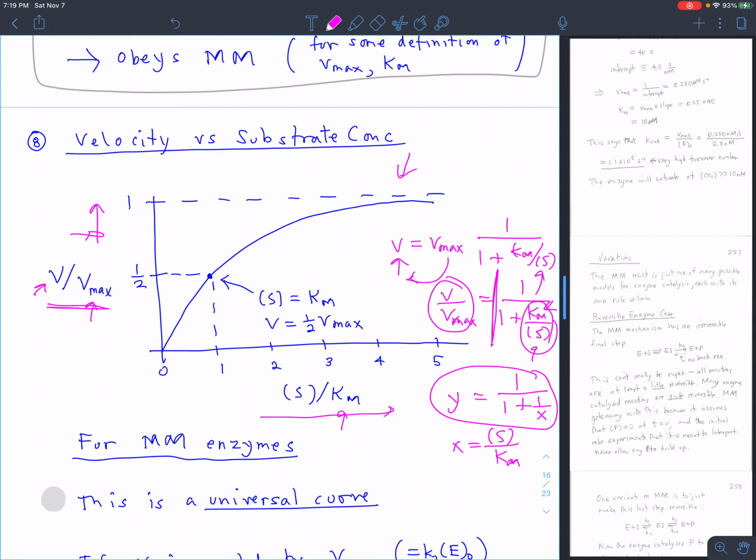The only thing that changes from one enzyme to another is the scale on the y-axis, which is this Vmax, or the scale on the x-axis, which is this Km. So Vmax and Km just rescale the dependent variable and the independent variable, but otherwise this curve is a universal curve.